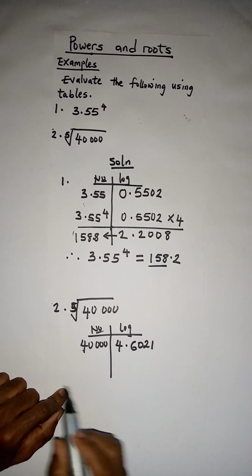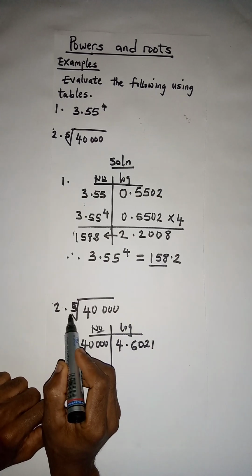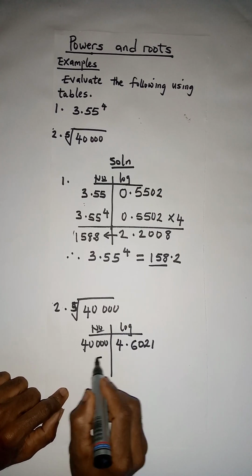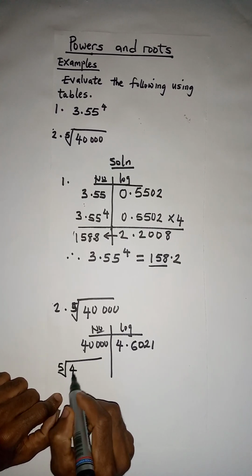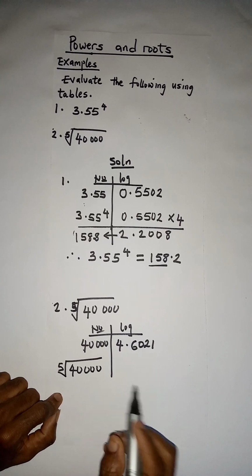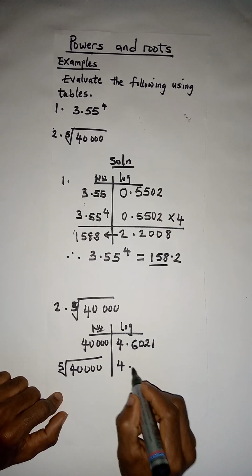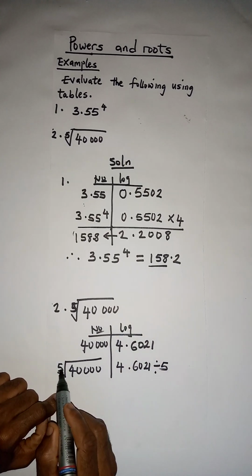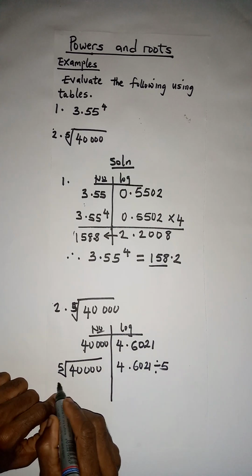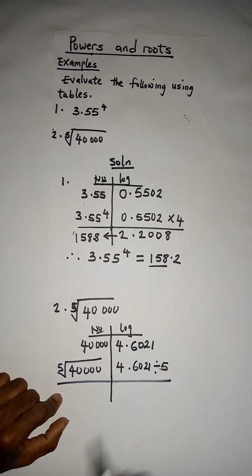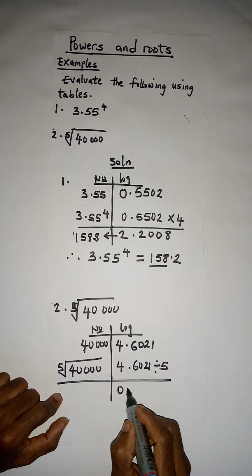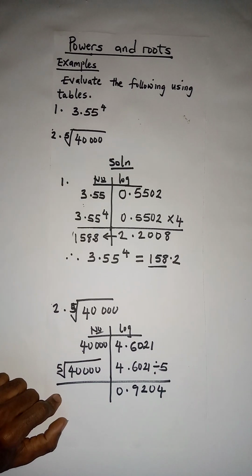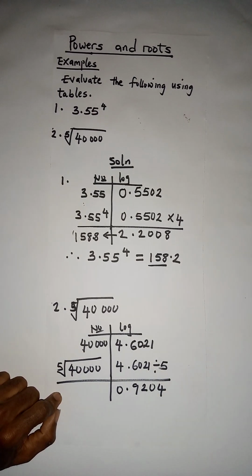So the next thing is you divide the logarithm by the fifth root, because we're having the fifth root. So this will be written as the fifth root of 40000. We have 4.6021 divided by 5. Remember the fifth root. So when that is divided, we're going to have 0.9204.